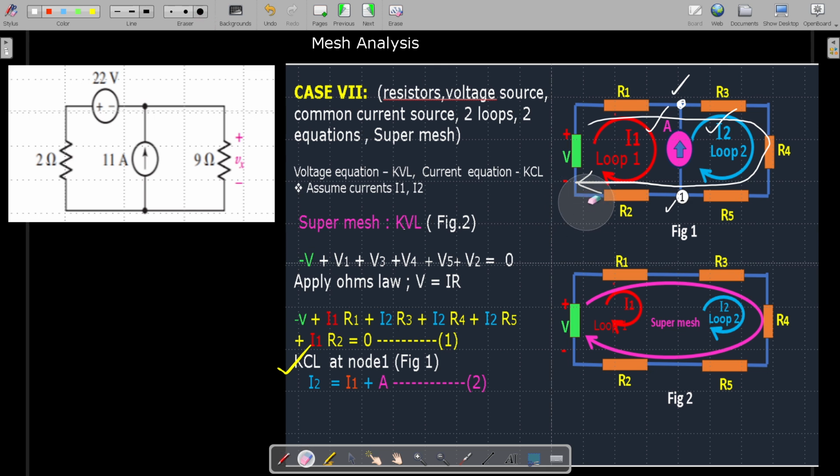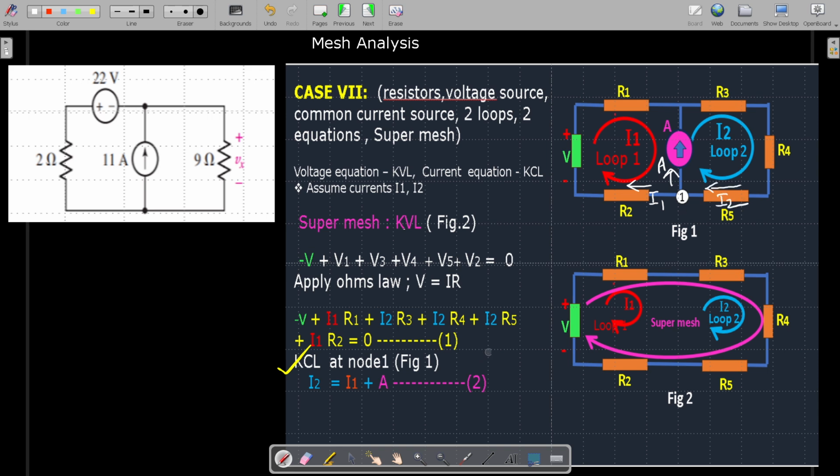Okay, that condition only applies. So now we have selected this particular node. In this node, if you check, this A current source is flowing upward, and this loop 1 current I1 is flowing to the left side, and this loop 2 current I2 is entering into this node.